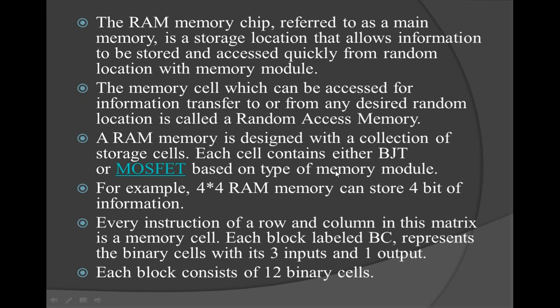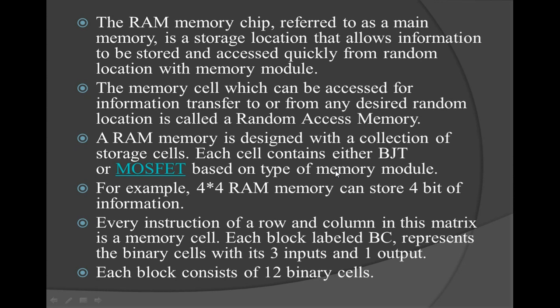Whenever you want to access particular information, you can get it from the desired location anywhere. The RAM memory is designed with a collection of storage cells, and each cell consists of either a BJT or a MOSFET. The RAM memory we have seen in the diagram is designed with the concept of BJT or MOSFET. For example, a 4x4 RAM memory stores 4 bits of information.